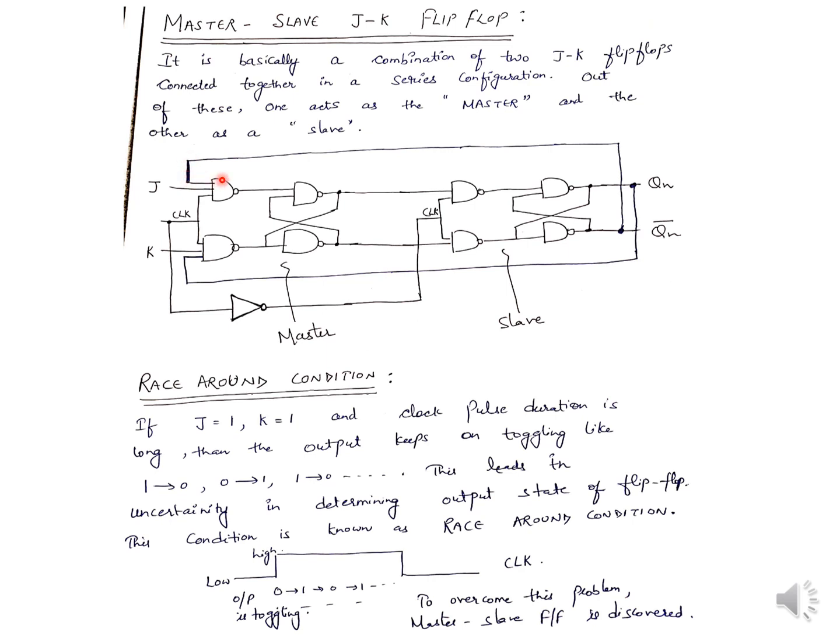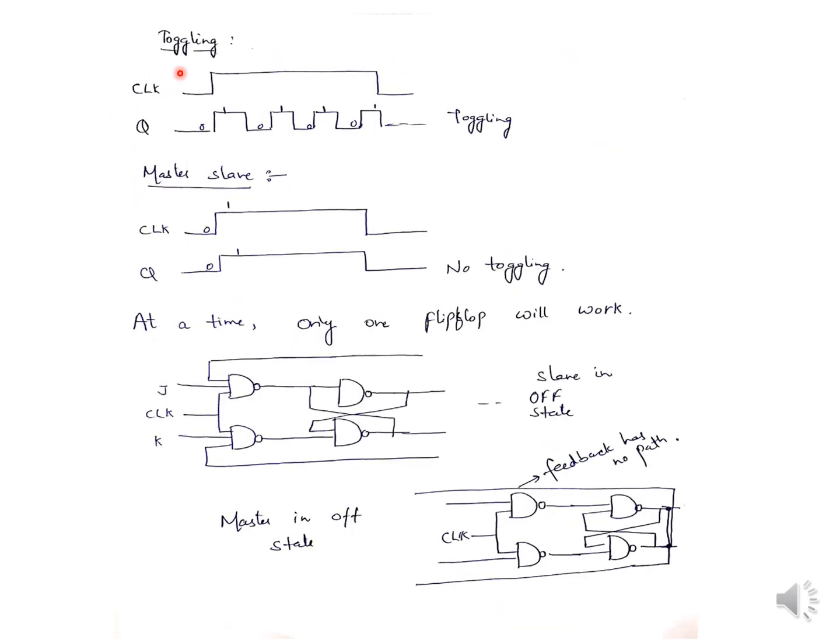Whatever output you are getting here is not going to be fed back here. So whatever output you get will be the output for that whole cycle. It will not toggle here. This is the toggling condition. I have shown the toggling condition here.